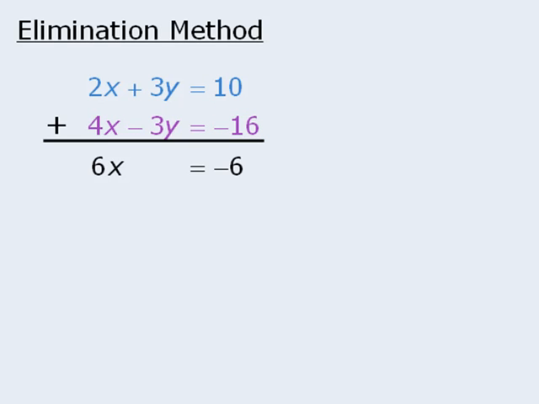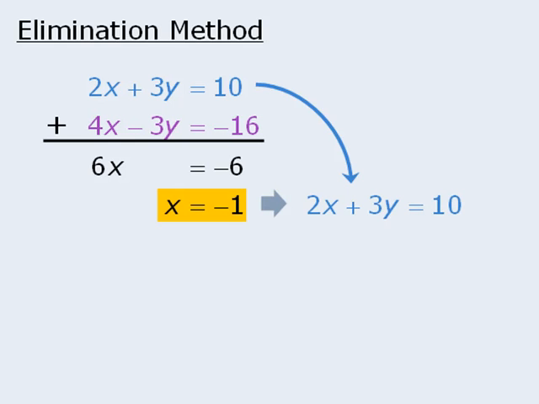At this point, we are left with one equation with only one variable, which we can solve for x. When we divide both sides by 6, we see that x equals negative 1, so we already have half of our solution. Now that we know the value of x, we can plug this value into either equation to find the value of y.